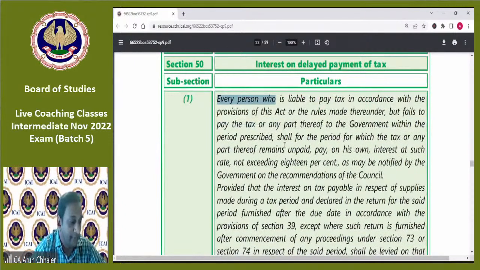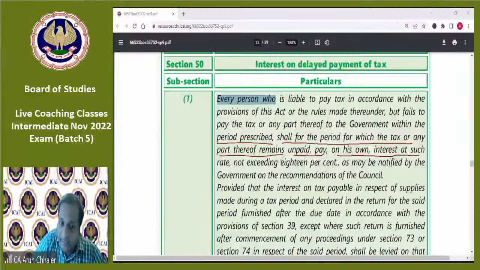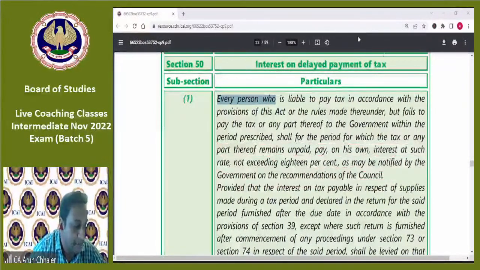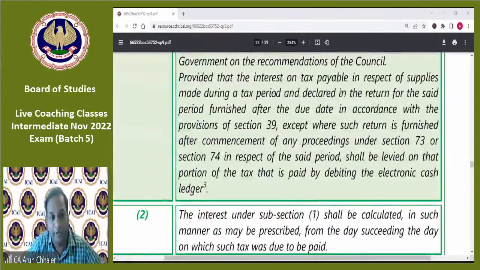Now, what is section 50? Section 50 is interest on delayed payment of taxes. Every person who is liable to pay the tax in accordance with the provisions of this Act or the rules made thereunder, but fails to pay the tax or any part thereof to the government within the period prescribed, shall, for the period for which the tax or any part thereof remains unpaid, pay on his own interest at such rate, not exceeding 18%, as may be notified by the government on the recommendation of the Council. So what can be the maximum rate? It can be 18%, as may be notified.